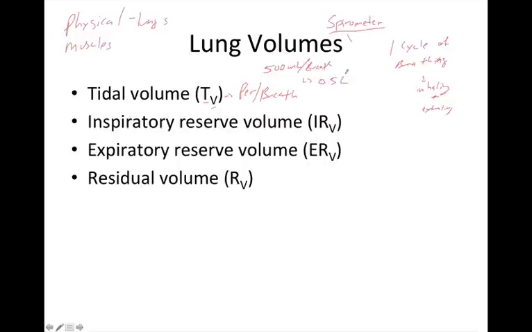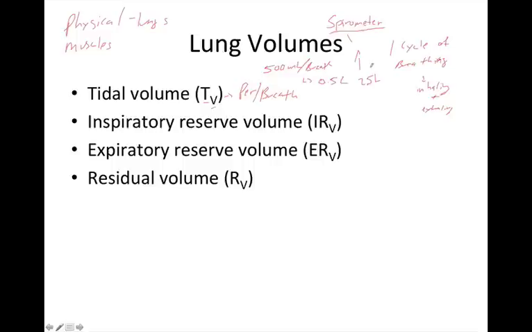Now, you know that when a person is exercising, you know what's going to happen to tidal volume. Tidal volume is going to go up. You're going to mechanically breathe in more air. So depending on how intensely you're exercising, you could go from breathing in half a liter of air to 2.5 liters, 2,500 milliliters.